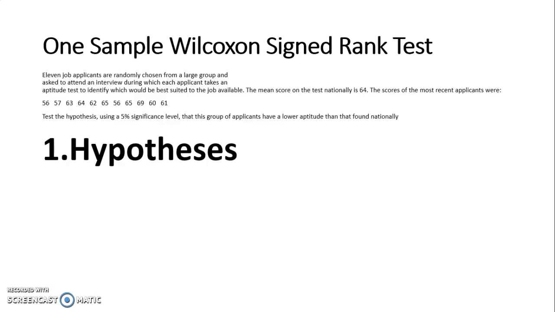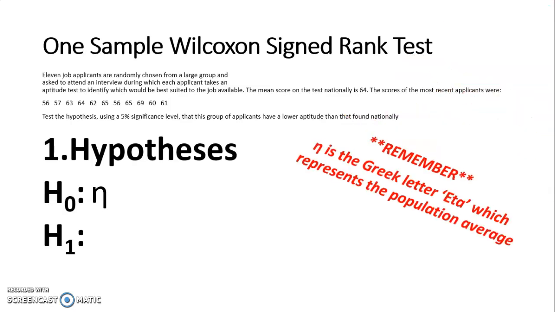With all hypotheses, we should have a H0, a null hypothesis, and a H1, an alternative hypothesis. I'm going to be using this letter here. This is the Greek letter eta, and it represents the population average. This question is actually talking about the mean score, so we could use the Greek letter mu for the population mean, but as most of these questions talk about median or average, I'm going to stick with using eta for this question.